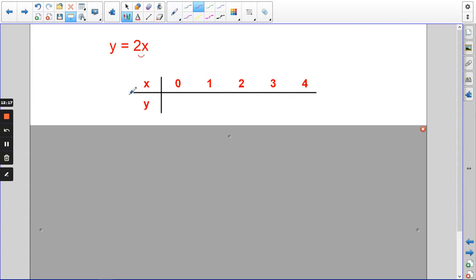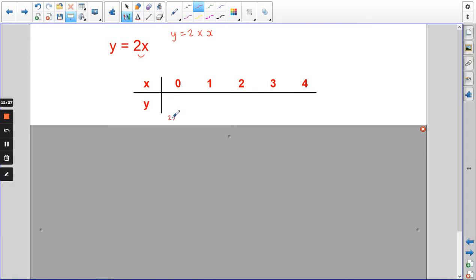Now this is algebra. So if 2 and x are joined together, what it means is 2 times x. Okay, we don't have a times sign in algebra. So we just stick them together. So this time, whatever x is, we're going to double it. We're going to times it by 2.